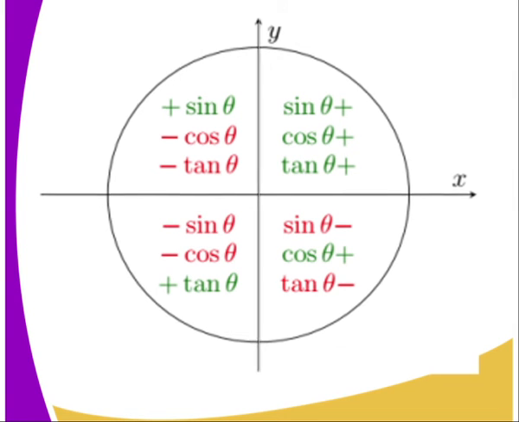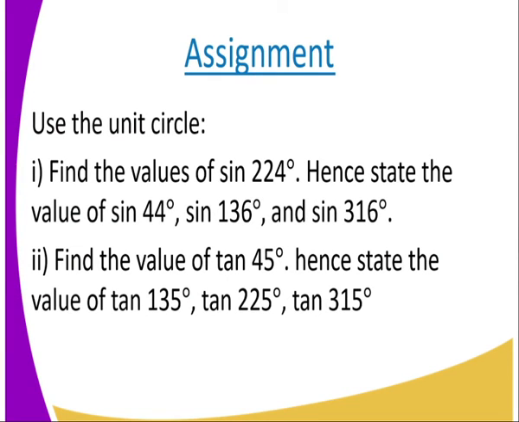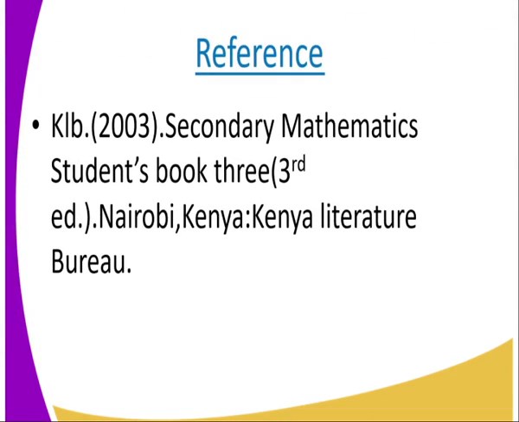The assignment for today: using the unit circle, find the value of sine 224 degrees and state the values of sine 44 degrees, sine 136 degrees, and sine 316 degrees. Then find the value of tan 45 degrees and state the values of tan 135 degrees, tan 225 degrees, and tan 315 degrees. For more information, you can visit the KLB 2003 Secondary Mathematics Student Book 3, 3rd edition.